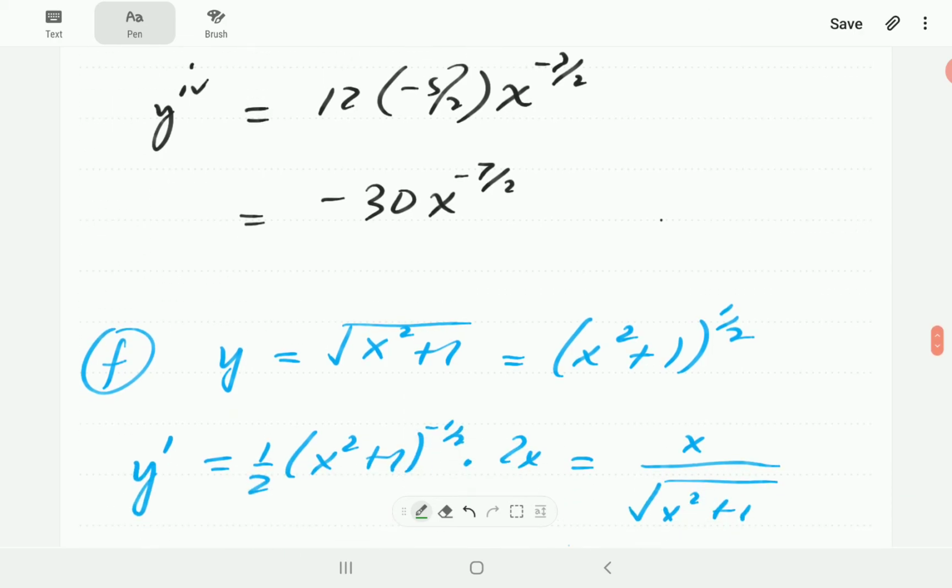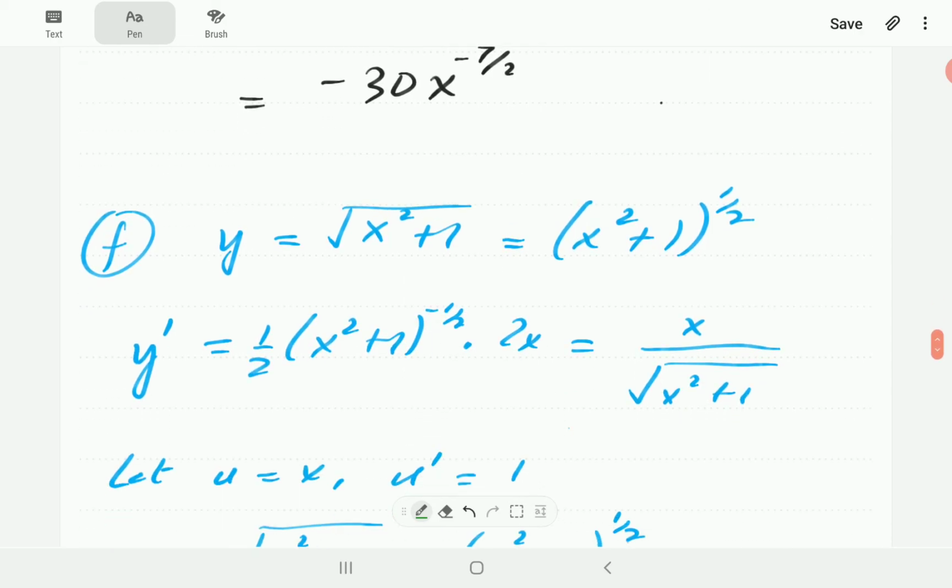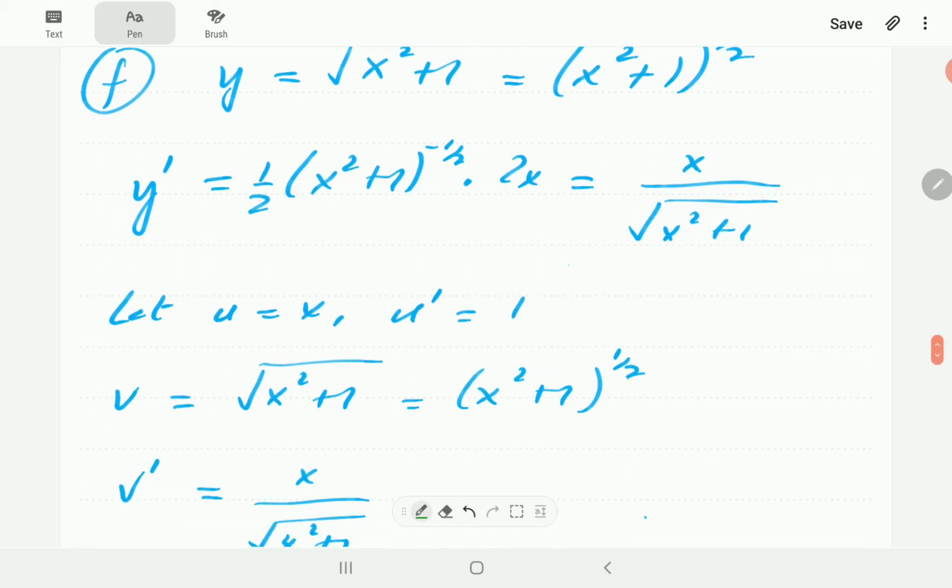In G, we've got the square root of x squared plus 1. We'll write it as a power. Then we're going to use the chain rule. So for the first order derivative, first we differentiate the power and subtract 1, keeping this exactly as it is. And then once the power has been differentiated, we multiply by the derivative of the inner function, which is going to be 2x. Then 2x times 1/2 is x, and then we write that in the denominator.